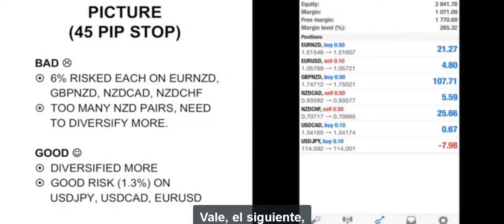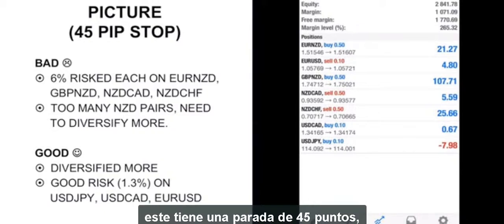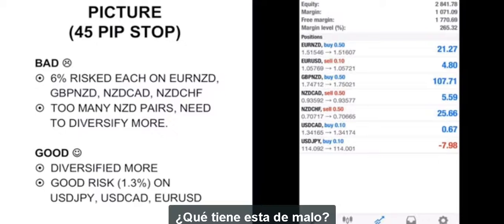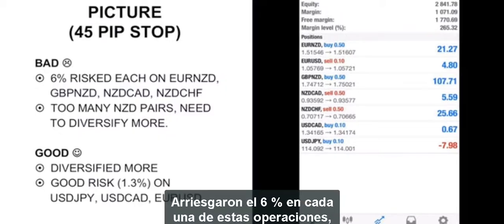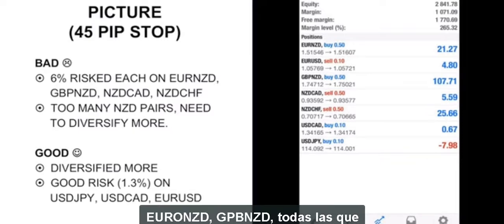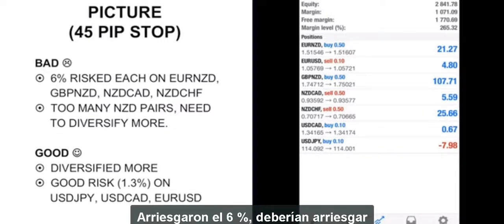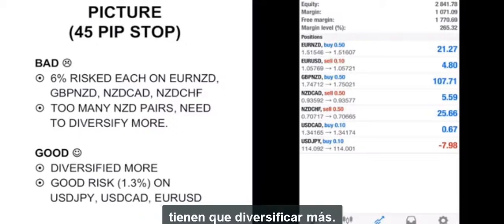Okay, the next one. This one has a 45 pip stop. We're just pretending. I don't really know. Alright, so what's bad about this one? They've risked 6% in each of those trades. Euro NZD, GBP NZD, all of those that I got up there. There is 6%. They should be risking 3% on each of those trades. The next thing, there's too many NZD pairs. They need to diversify more.